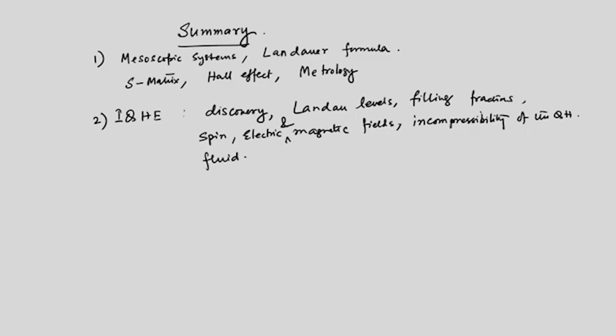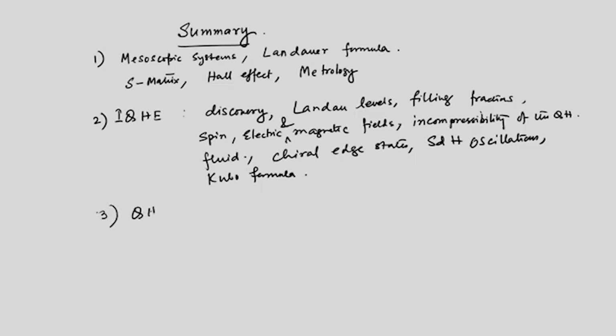And then of course, we have talked about the chiral properties of this QHE. So these are chiral edge modes, edge states and so on. We have talked about SdH oscillation, which is an oscillation of the magnetization and so on in the presence of the magnetic field. And then we have talked about the Kubo formula. Then we went to QHE in a crystal lattice.